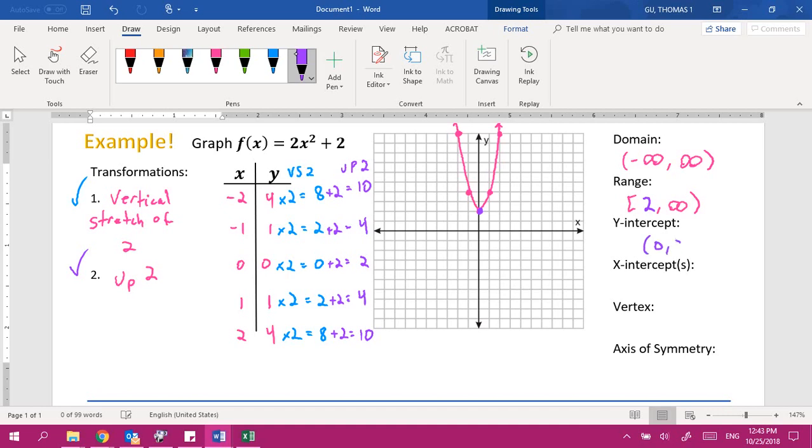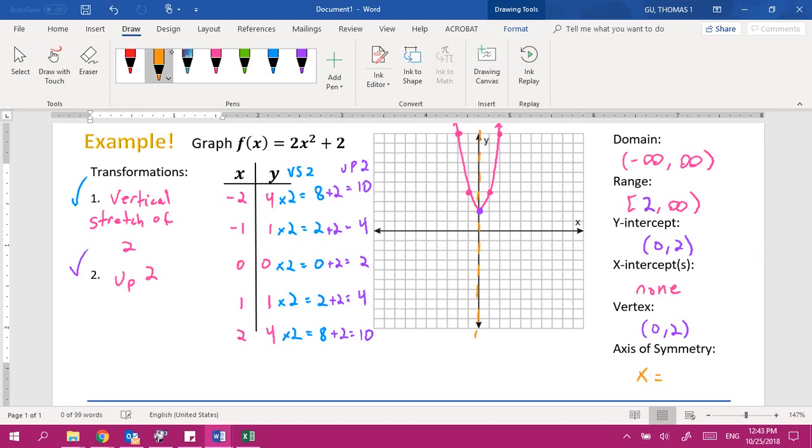0, 2. That's the point where it touches the y-axis. What's the x-intercept? None, right, so we don't have one. What's the vertex? 0, 2. And what is the axis of symmetry? X equals what? 0. That's right, it's x equals 0.